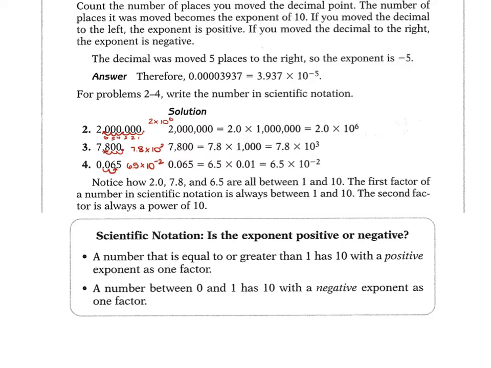So another way that your notes tell you to know if it's a positive or negative exponent: a number that is equal to or greater than 1 has 10 with a positive exponent as one of the factors, and a number between 0 and 1 has 10 with a negative exponent as the factor. So again, it's the same thing that we were going over. If you're starting off with a decimal, it's going to be a negative exponent. If you're starting off with a whole number, it's going to be a positive exponent.